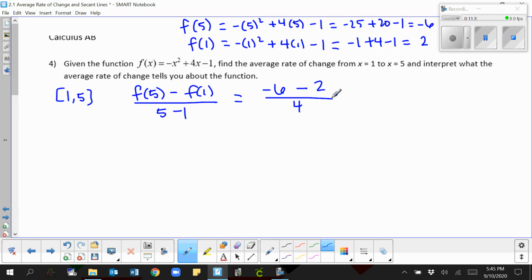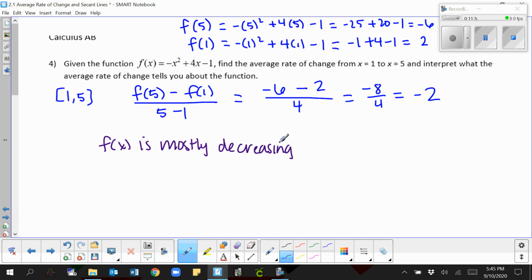So negative 6 minus 2 is going to give me a negative 8 over 4, which gives me a negative 2. So I can say that f of x is mostly decreasing on my interval from 1 to 5 because my average rate of change is negative.